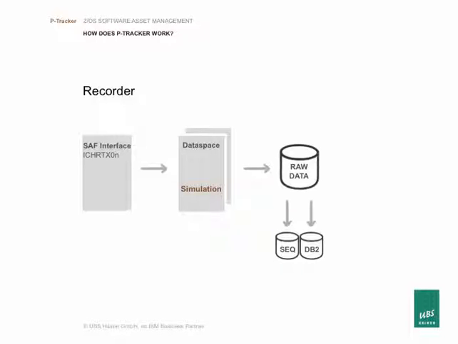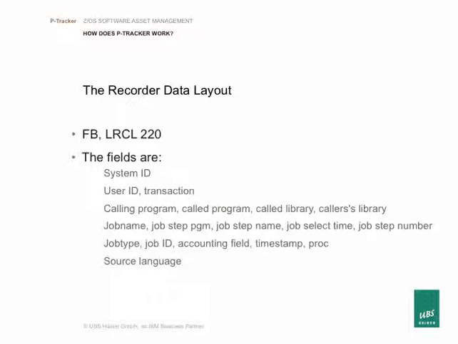The recorder allows for simulation mode. In simulation, nothing is externalized. The events are only counted. Run it initially in simulation mode for an hour or a day to size the output datasets accordingly. Recorder data is available as sequential, comma-separated, and other formats. The recorder data layout is fixed blocked. The logical record length is 220.